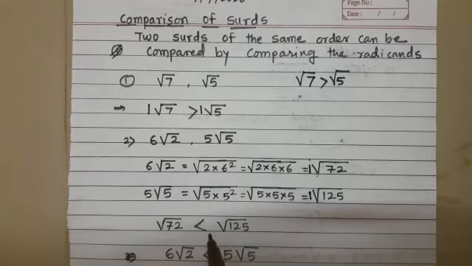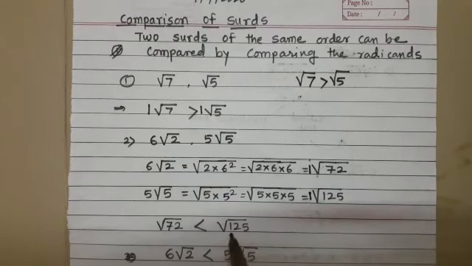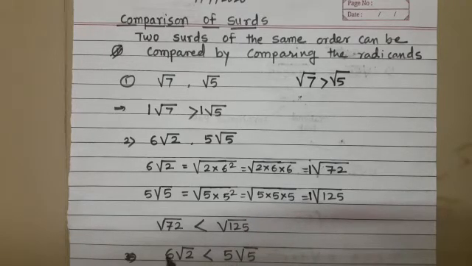Both are same. Then whose radicand is greater, that surd is greater. In between these two, 125 is greater than 72. That's why this second surd is greater. Then square root of 72 is the conversion of this, and the square root of 125 is the conversion of this. Second is greater, that's why 6 square root of 2 is less than 5 square root of 5.